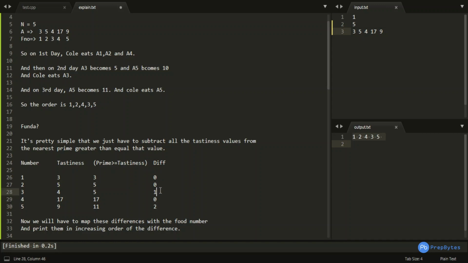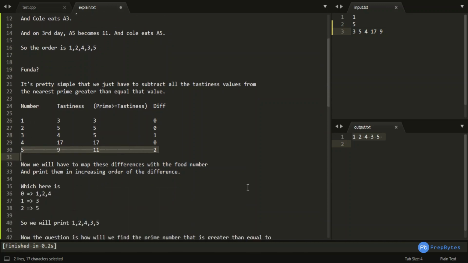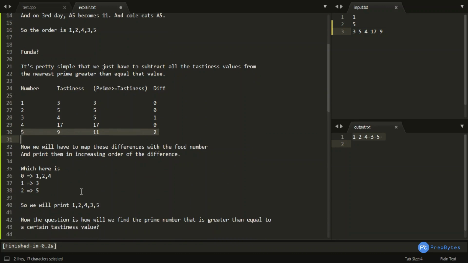And then after 1 day he would be eating the one with difference 1, because after 1 day the value of tastiness would be increased by 1, so the difference would become 0. And after the second day he would be eating the one with difference 2, right? That was the scenario which we discussed. So now we will have to map these differences to the food numbers and print them in ascending order of their difference. That's what the question asks us.